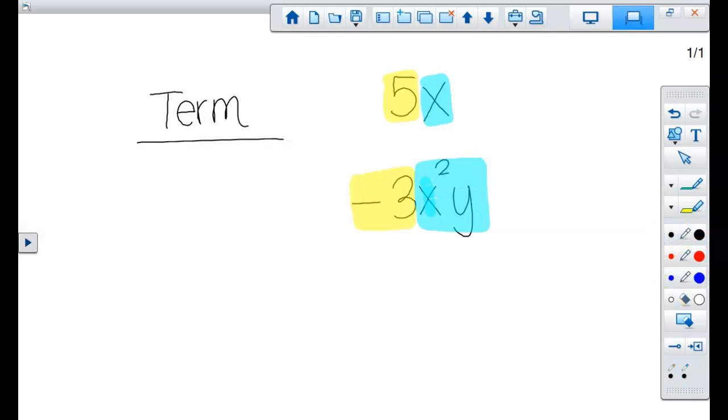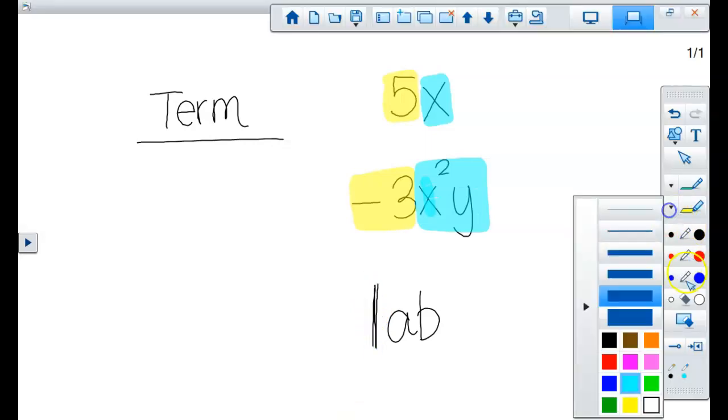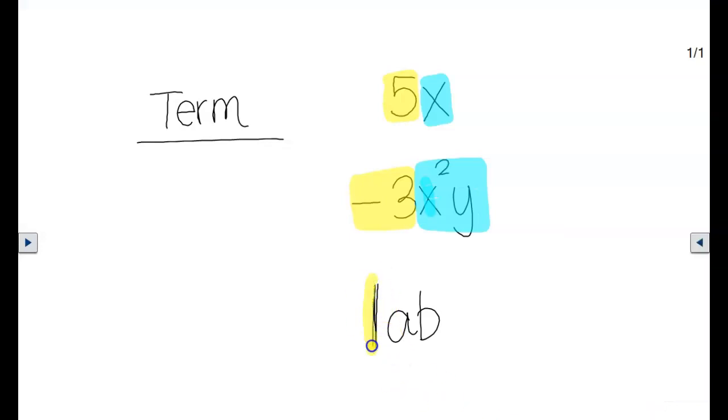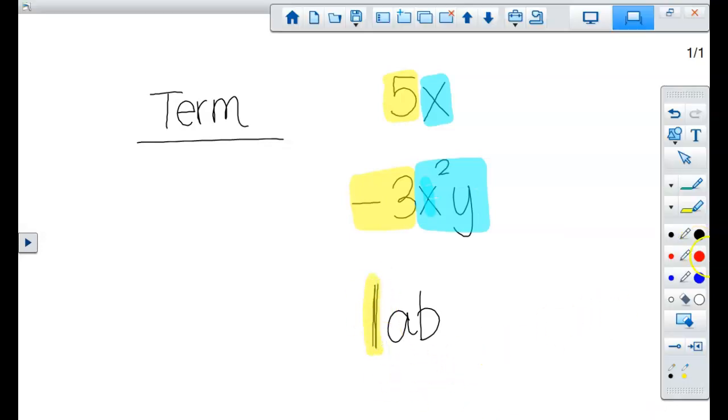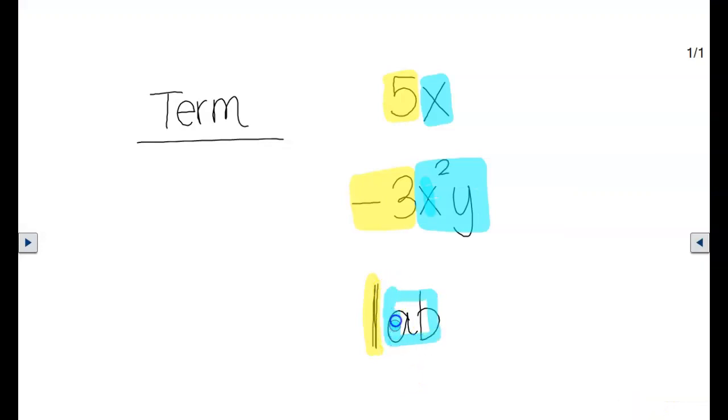We also saw that we could have things like AB. That is a term. Remember what the number part is? The number part is an invisible 1. So that 1 would be the coefficient. And then the variable part would be AB. So that's the last name.